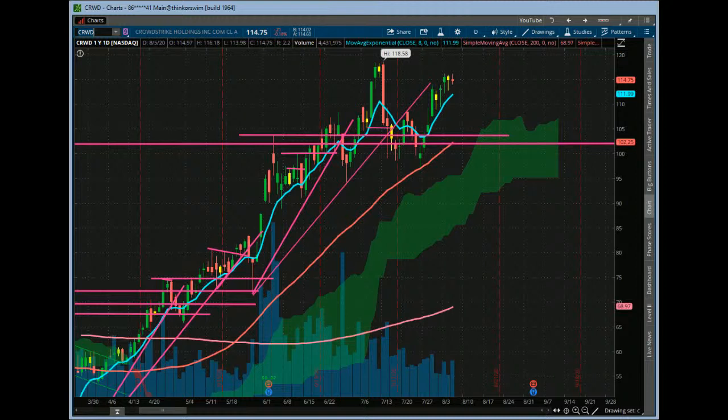CRWD with an upper shadow and coming back into that inside day range. So there is a possibility it might want to test yesterday's lows. So we'll see that stuff too.